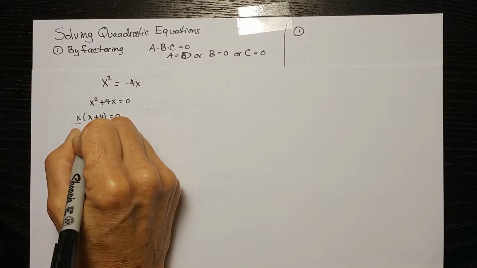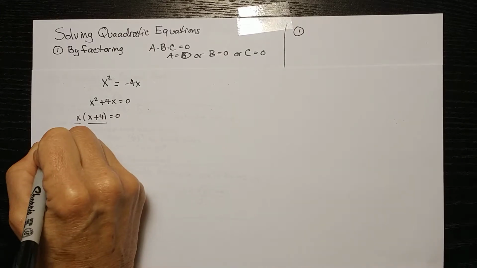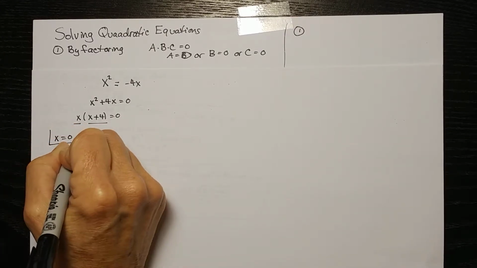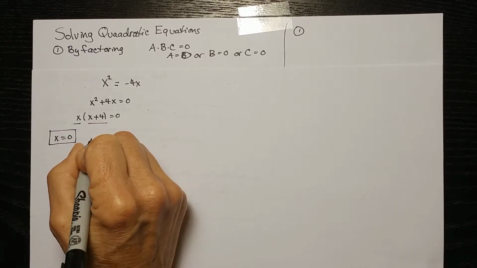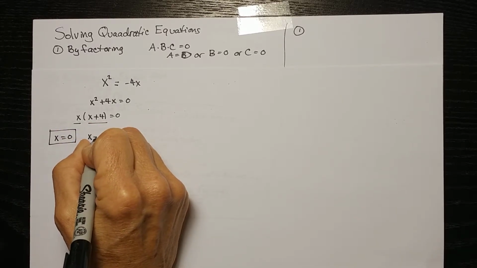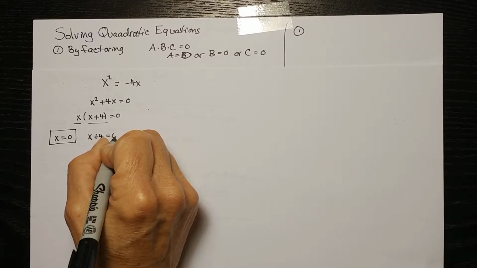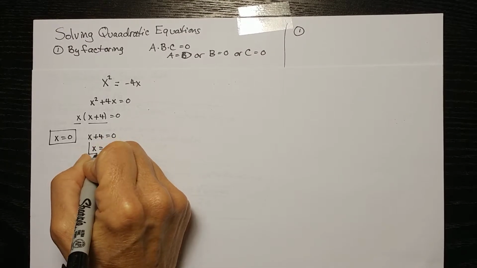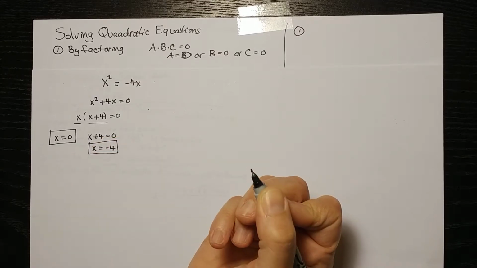Here's the first factor, and here's the second factor. Set the first factor equal to 0 and solve for x, but this one is already solved. There's one of our answers. Set the second factor equal to 0 and solve, and so this would be true when x is negative 4, and here is the second factor.